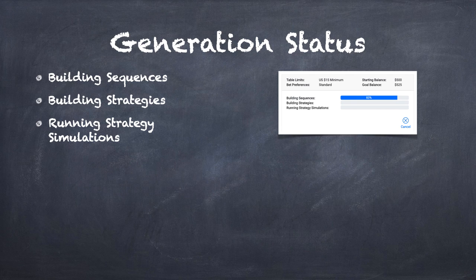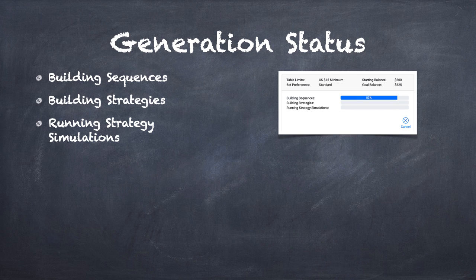So the first step is building sequences, and this is basically going through every possible permutation based on the input provided, and then finding everything that's available. And then we use all of those and find the very best, and then we try to find a way to chain those together, and that's the building strategies portion. And then once we've built all of the strategies, we run over 100,000 simulations on every single strategy that gets generated.